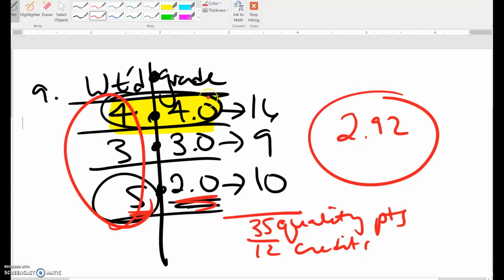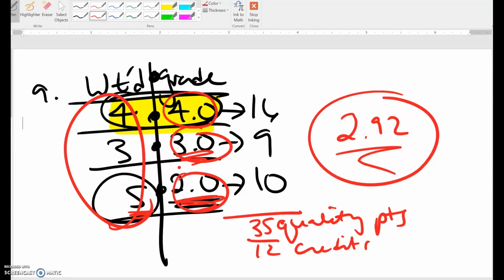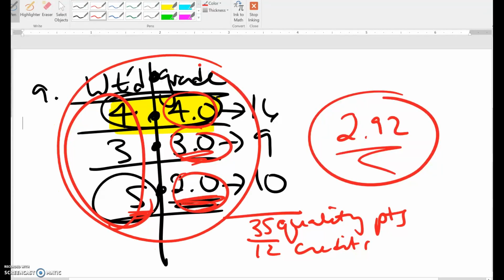Make sure it's reasonable. I mean, they have an A, a B, and a C. So obviously this can't be a 3.92 because that's going to bring it down. So just make sure it makes sense. All right. The next one is a weighted grade as well. So it's similar, but just a tad different. So make sure you try that. I'm going to pause, and then we'll go over number 10.